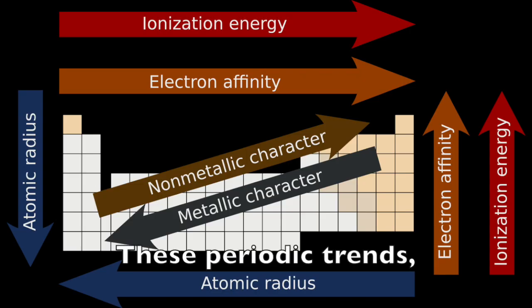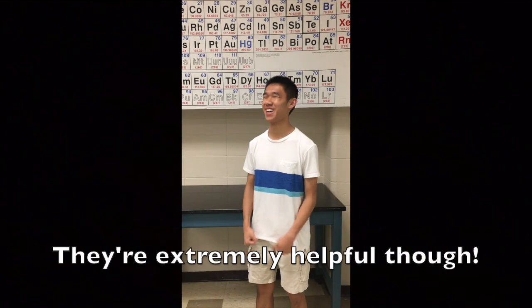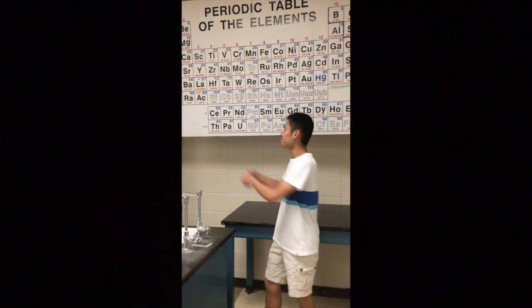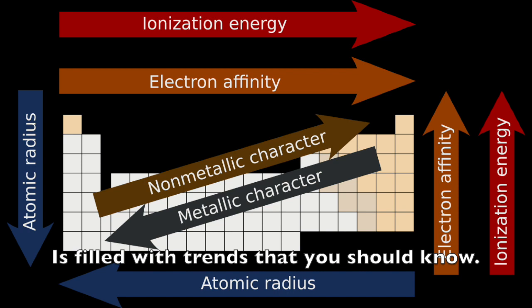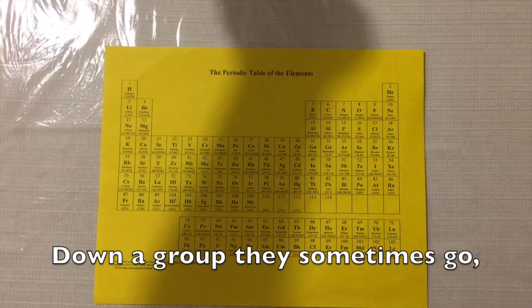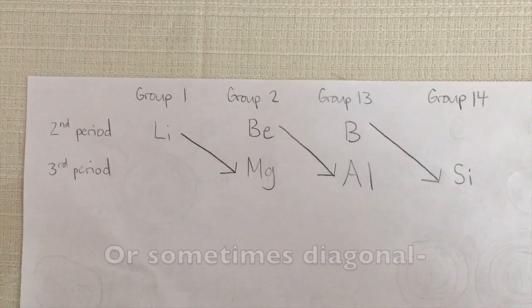These periodic trends weren't discovered too long ago. They're extremely helpful though. The periodic table is filled with trends that you should know. Down a group they sometimes go, left to right in every row, or sometimes diagonal.